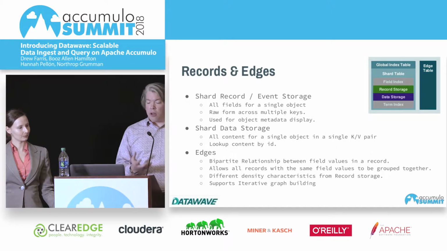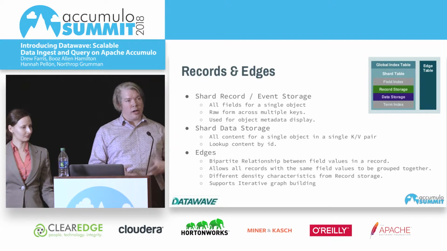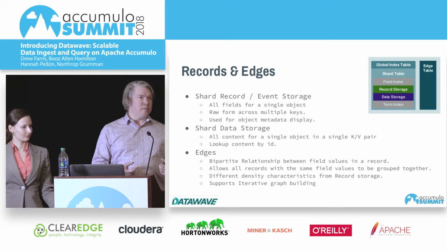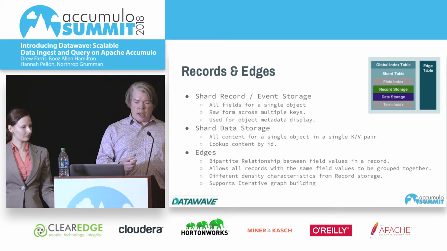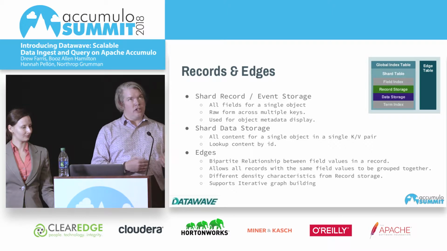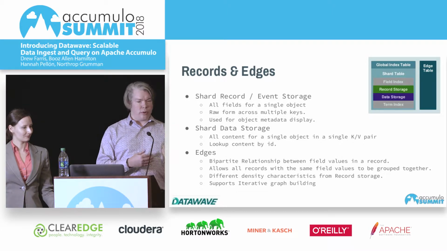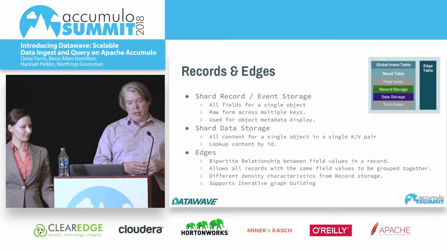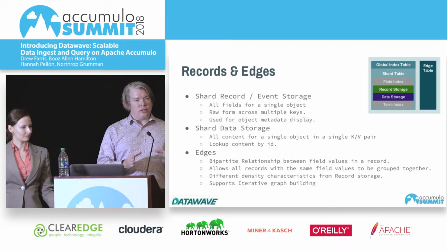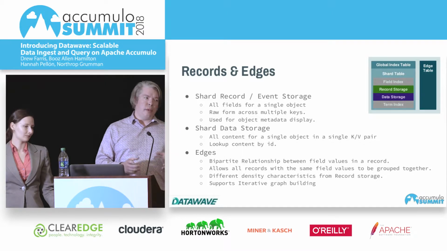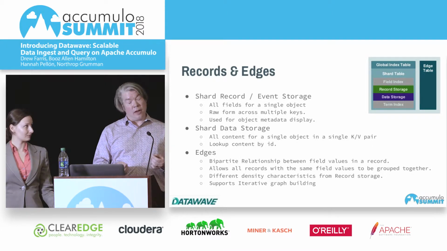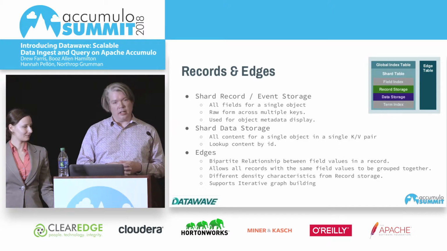Okay, so aside from all of the indexes, we also have to store the records in their forward form. The shard record or event storage, for every document, stores all the fields for that document adjacently in one location in the table. The data storage stores the content associated with the object in its original form in a single row, single key value pair in Datawave. So you can easily look up that content given the ID of the object that you're looking to retrieve.